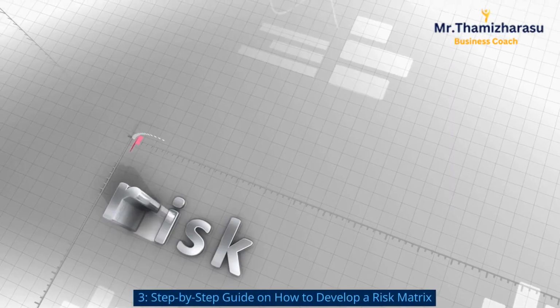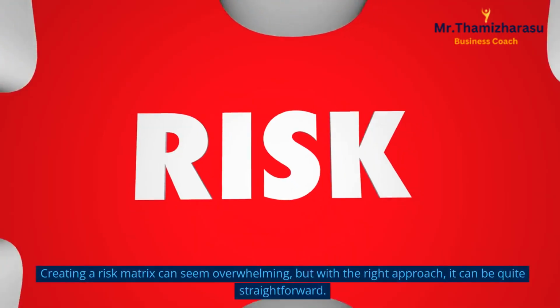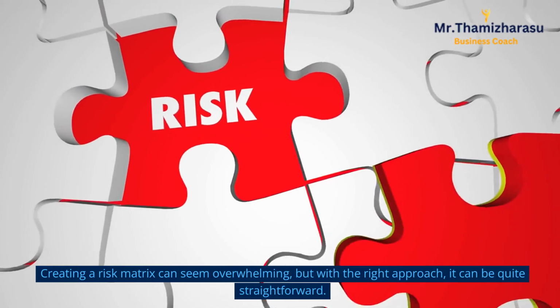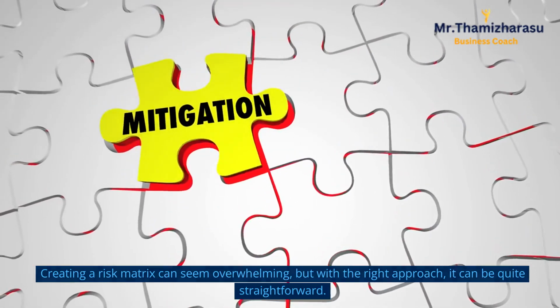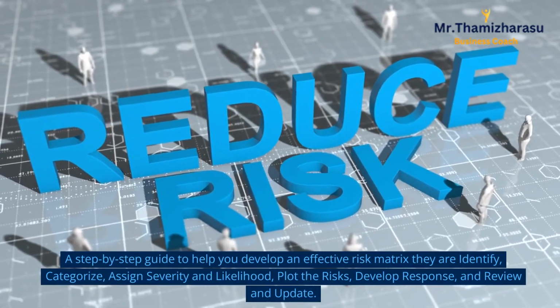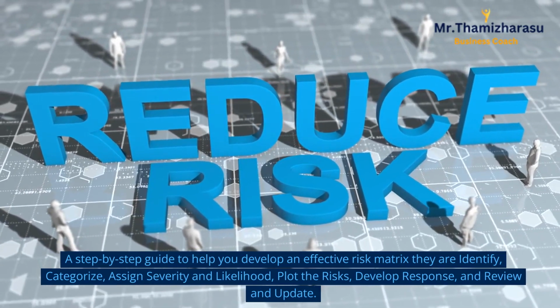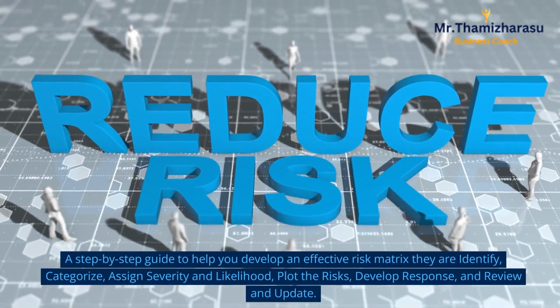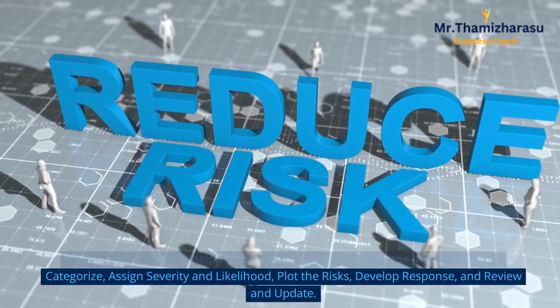3. Step-by-step guide on how to develop a risk matrix. Creating a risk matrix can seem overwhelming, but with the right approach, it can be quite straightforward. A step-by-step guide to help you develop an effective risk matrix. Identify, categorize, assign severity and likelihood, plot the risks, develop response, and review and update.